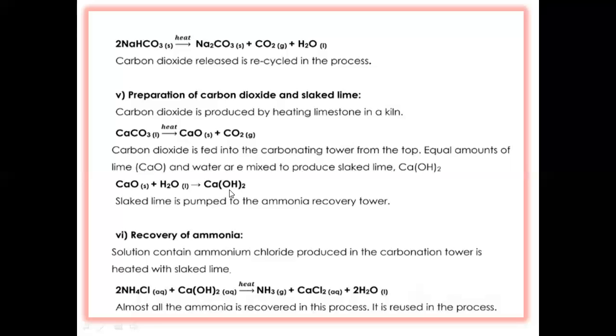So slag lime reacts with the ammonium chloride, which is formed along with this sodium hydrogen carbonate, and then they will produce ammonia. This ammonia is recovered and it will be utilized in the first step. Calcium chloride and water are formed as a side product. Almost all ammonia is recovered in this process. The ammonia which is used in the first step is recovered in this ammonia recovery step.